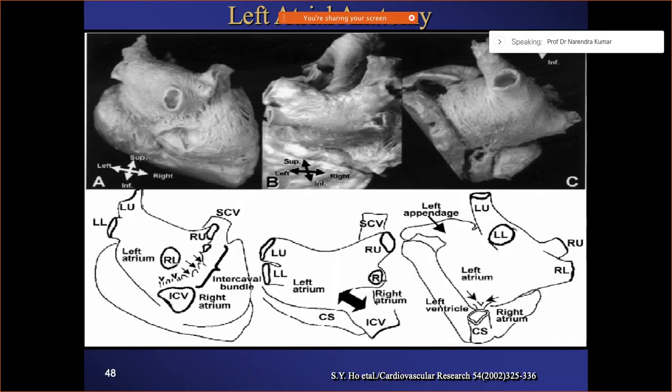So in AF ablation, what happens is they try to target those left-sided pulmonary veins. Although for 25% of the triggers, they also explore on the right side as well. But the majority of the times, they attempt to target the other side. So this is what I was telling you. If you look carefully, you will be able to notice the different orientations of the pulmonary veins as well.